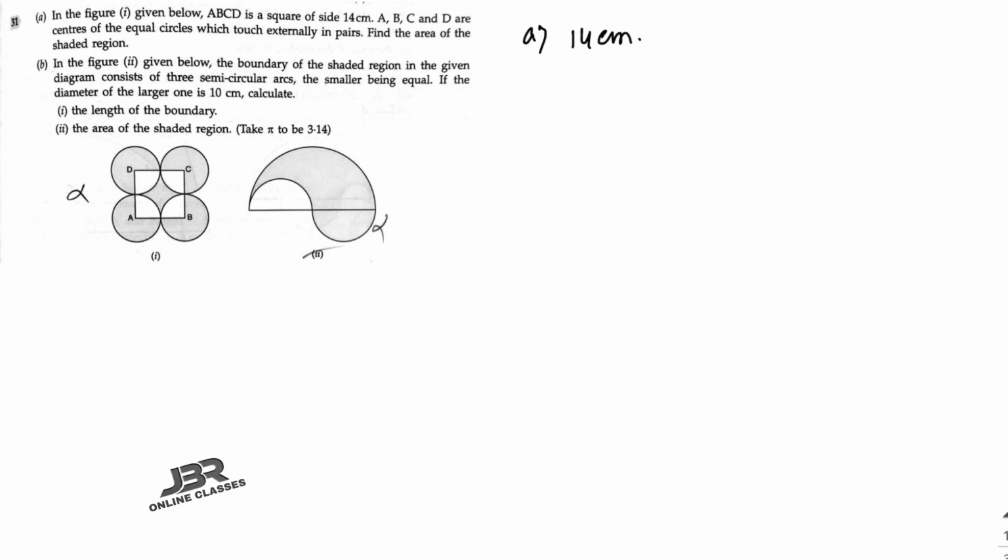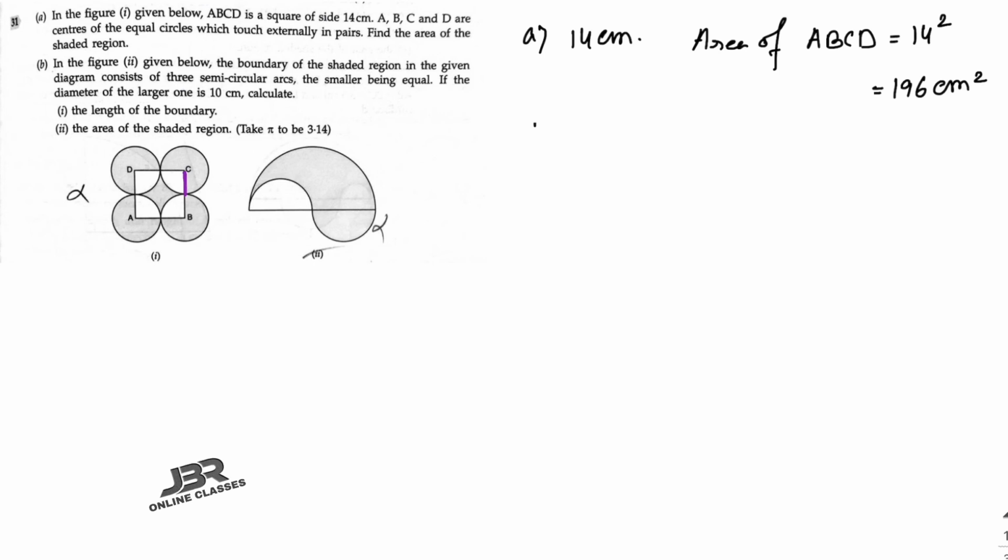Okay, so first you have to find the area of that square. So the area of ABCD equals 14 square, that means 196 centimeter square. Okay, as 14 is the side of the square, this portion, let's mark it in the purple color, this one is the radius. This one is the radius of each circle and which is half of the side.